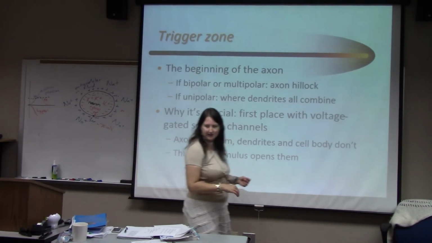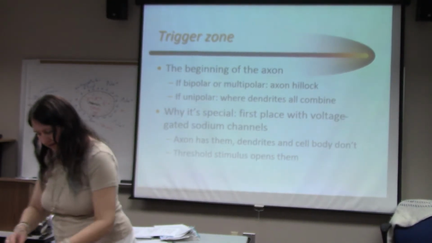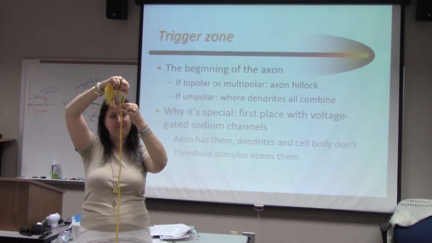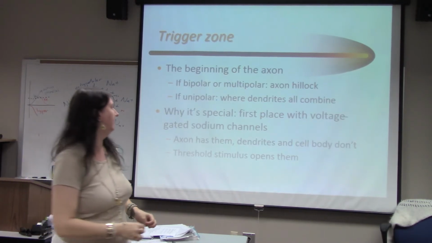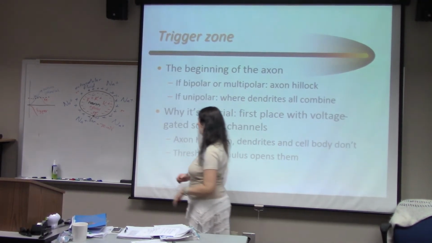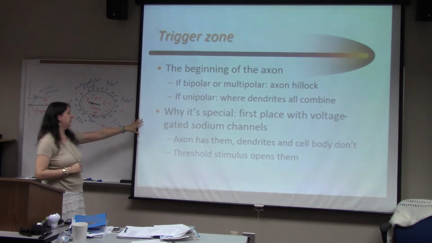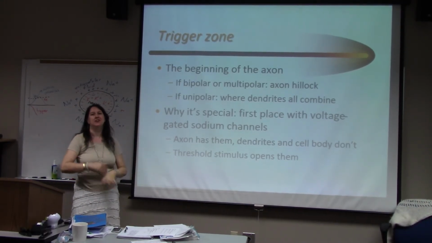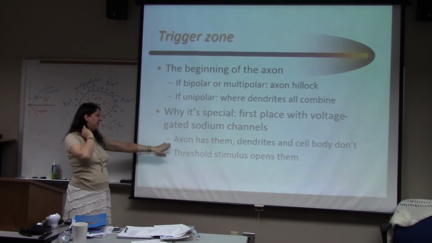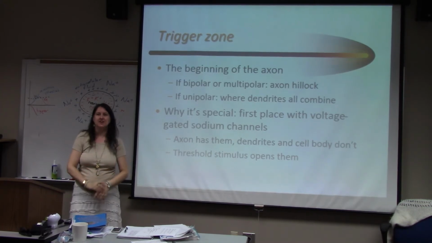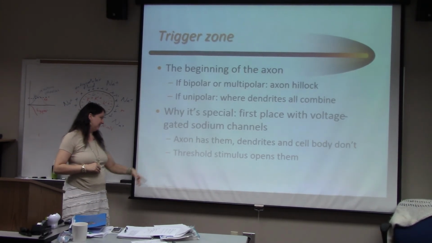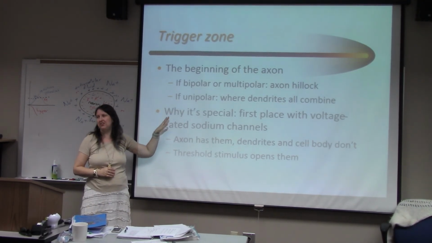On a unipolar neuron, the trigger zone is instead where all the dendrites come together and start the axon. What makes the trigger zone special is it has voltage-gated sodium channels. So these are the essential structure to having an action potential. Axons have them, the dendrites and cell body don't, so action potentials will only travel on an axon. And the threshold stimulus is that change in charge that opens them.